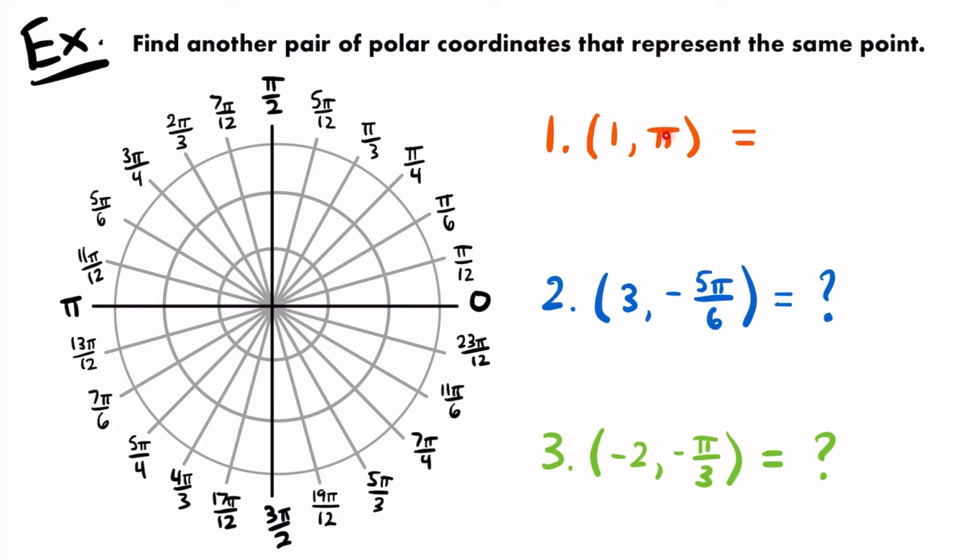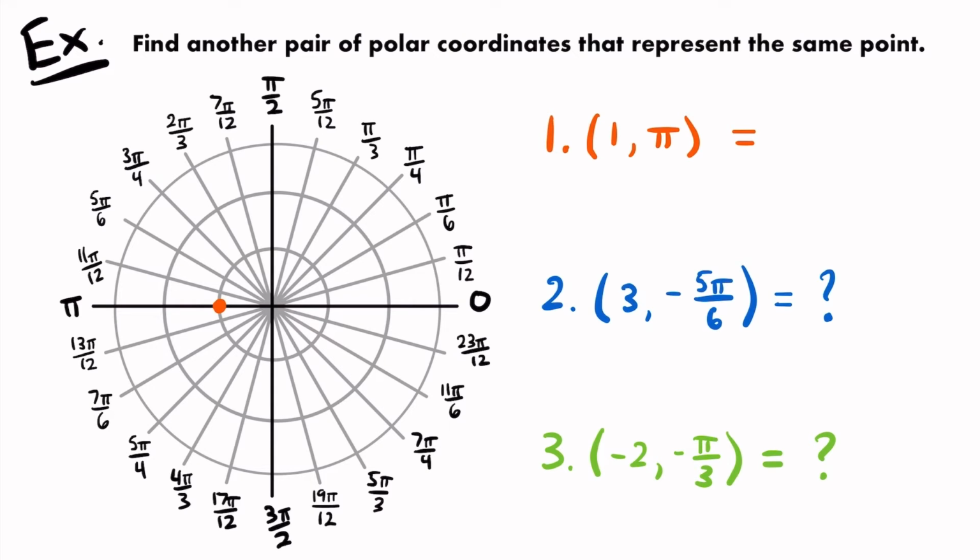So let's plot this point in this coordinate system. Our angle is pi, so if we start at our polar axis, that will take us to this line right here. That is where the angle is pi, and then our radius is 1, so we're going to be along this first circle. So our point is going to be right here. Okay, so that's the point that we want to represent with another pair of polar coordinates.